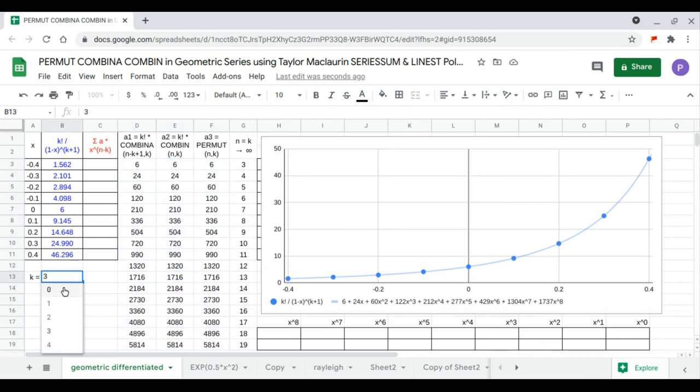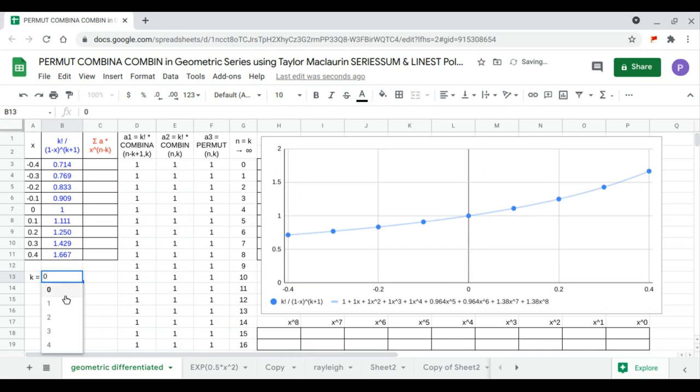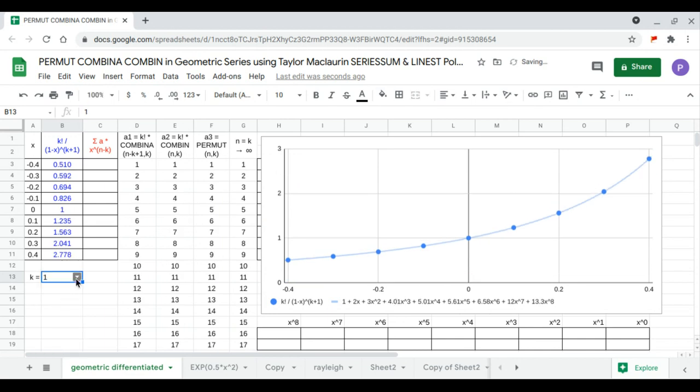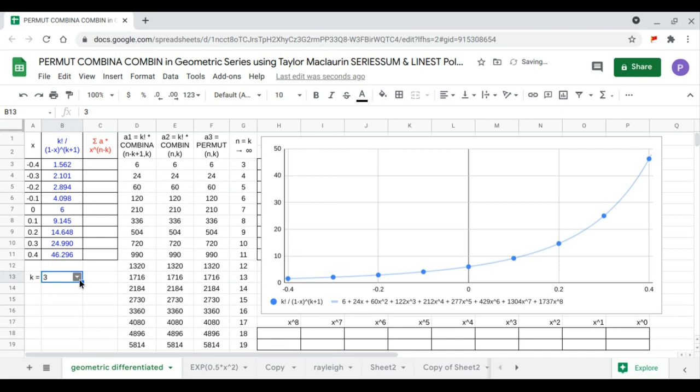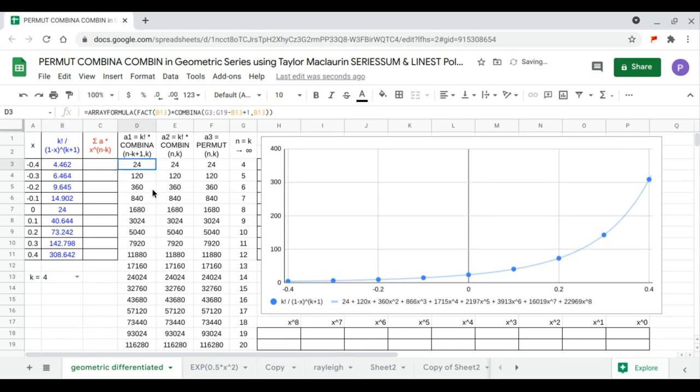Starting from 0, then 1, then 2, 3, and 4. They're all the same. These values are the same. We continue with the series sum. We now complete the series sum.